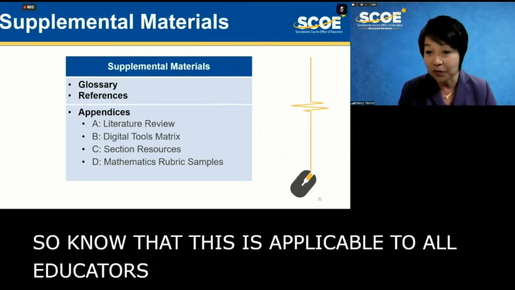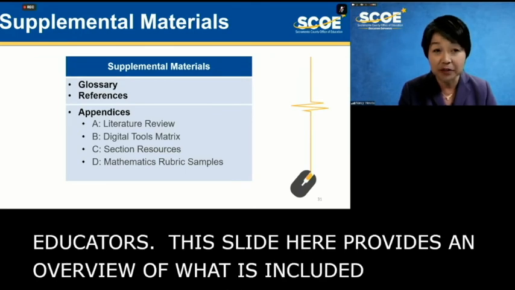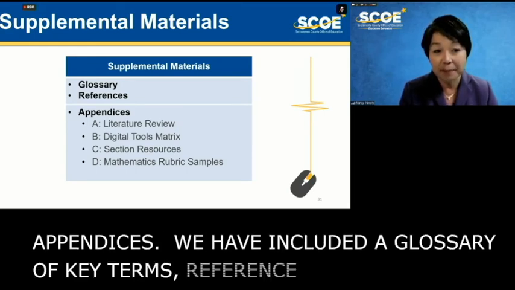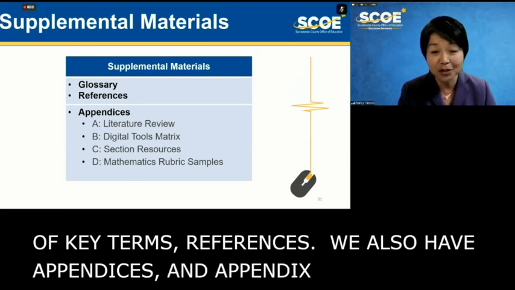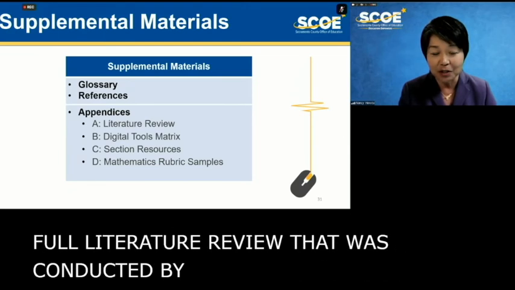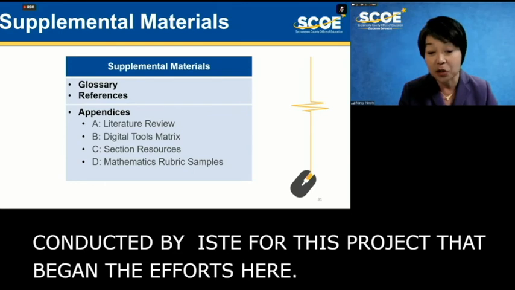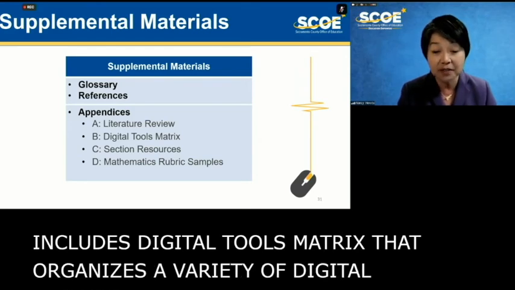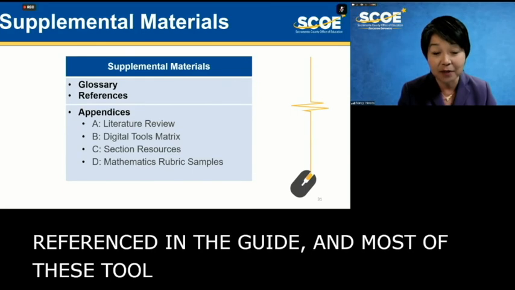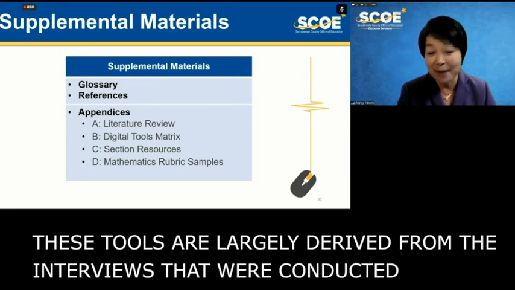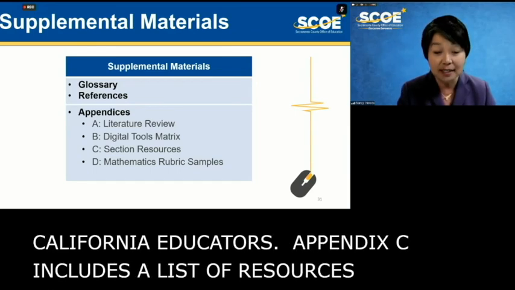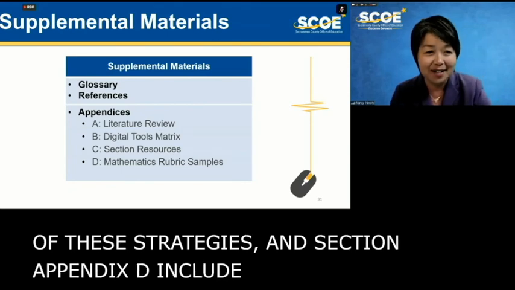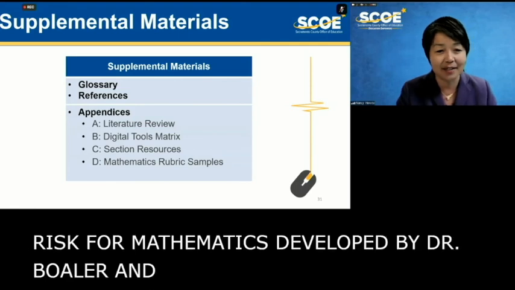This slide provides an overview of what is included in the supplemental materials in the appendices. We have included a glossary of key terms, references. We also have appendices, and Appendix A includes a full literature review that was conducted by ISTE for this project that began the efforts here. Appendix B includes a digital tools matrix that organizes a variety of digital tools referenced in the guide. Most of these tools are largely derived from the interviews that were conducted with California educators. Appendix C includes a list of resources for each section to support the implementation of these strategies. And Appendix D includes sample rubrics for mathematics developed by Dr. Bowler and Kathy Williams.